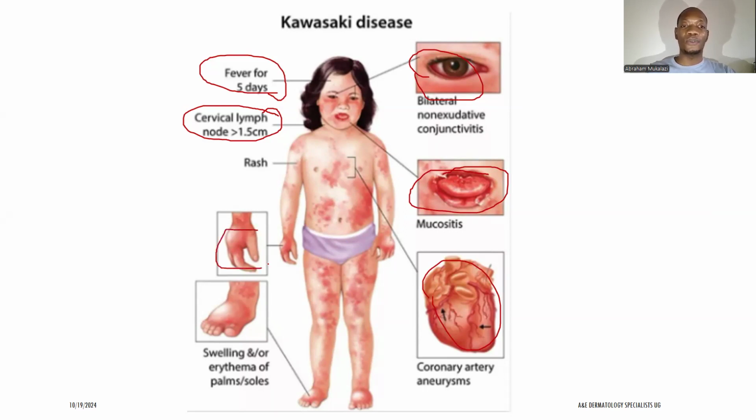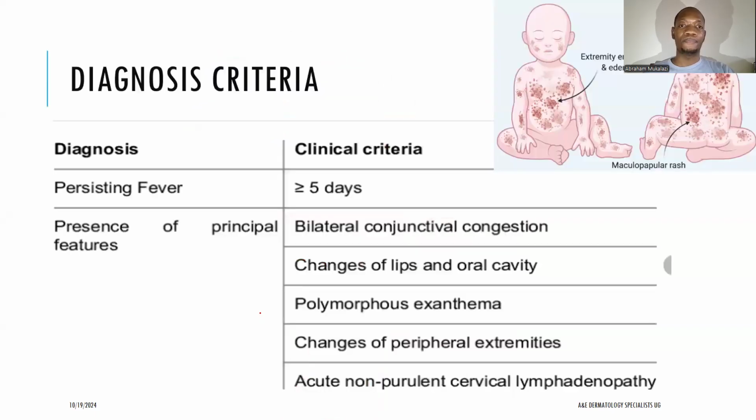Then this child is having maybe swelling of the palms and the soles, hands and the soles, and then this generalized rash that is usually maculopapular, and then it usually heals with desquamation. So when you have all these features, you have to think about Kawasaki, because oftentimes it goes unnoticed because it is self-limiting. But if the child is unlucky, then it complicates, and it will give them the cardiac complications.